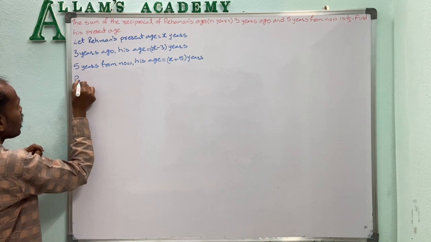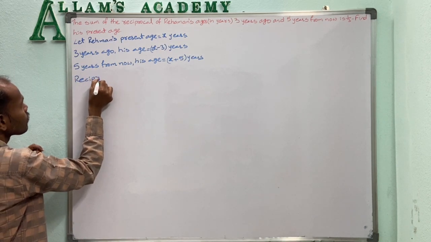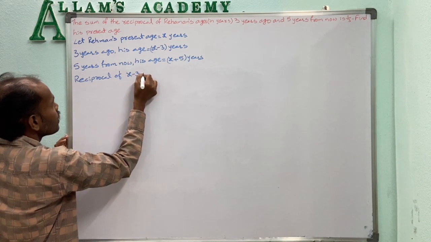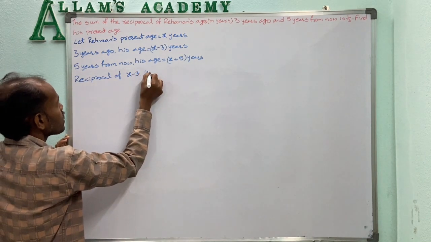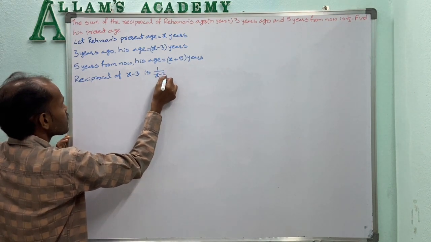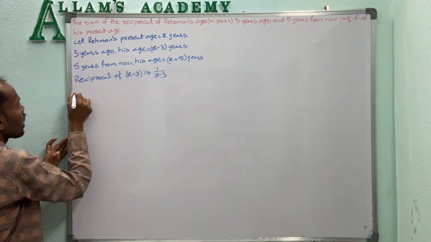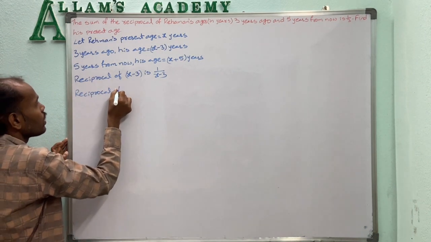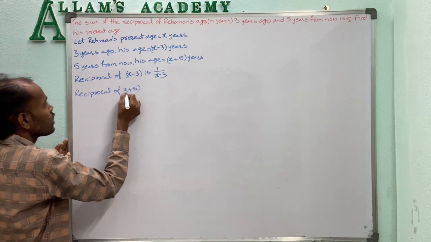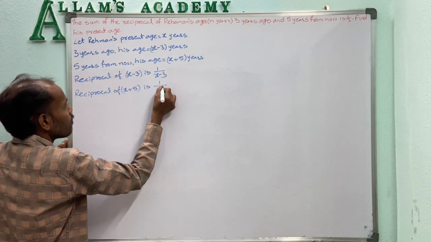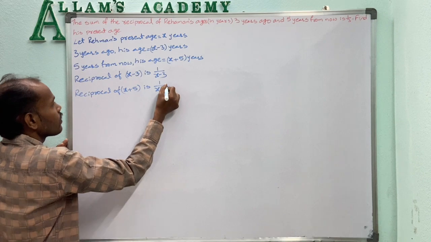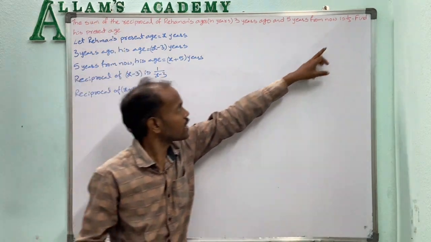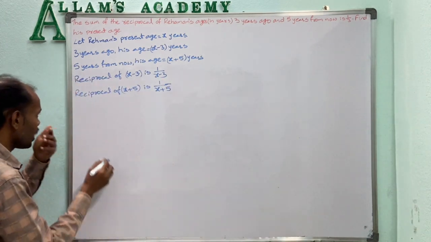So reciprocal of x minus 3 is nothing but 1 by x minus 3. Next, the reciprocal of x plus 5 is 1 by x plus 5. Now these two reciprocals sum is nothing but 1 by 3 given.